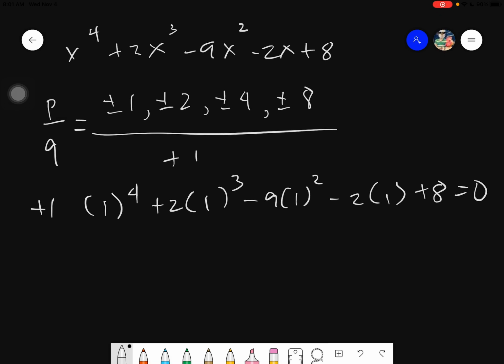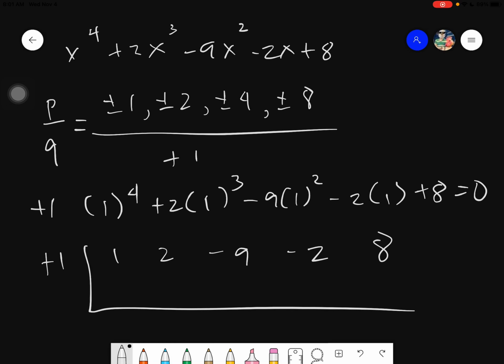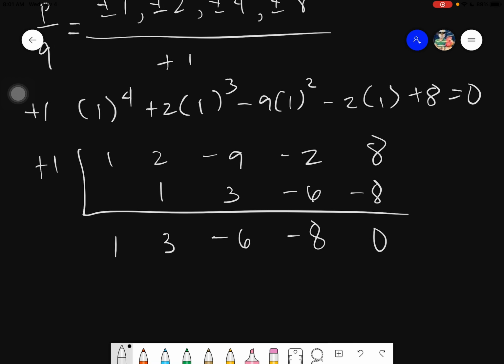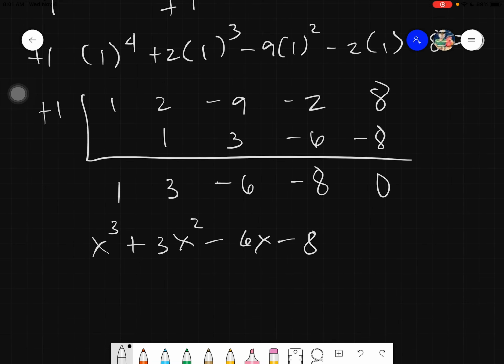Then use synthetic division. So this would be positive 1 divided by 1, 2, negative 9, negative 2, and 8. 1, 1, 3, 3, negative 6. This is negative 6, and this is negative 8, negative 8, 0, giving you an answer of x cubed plus 3x squared minus 6x minus 8.